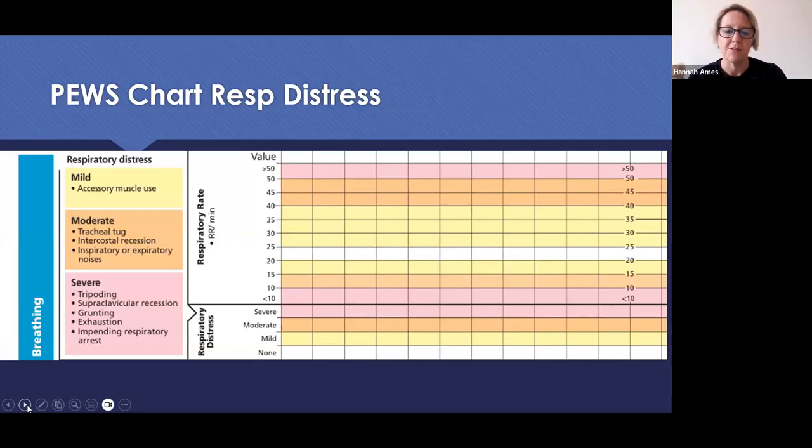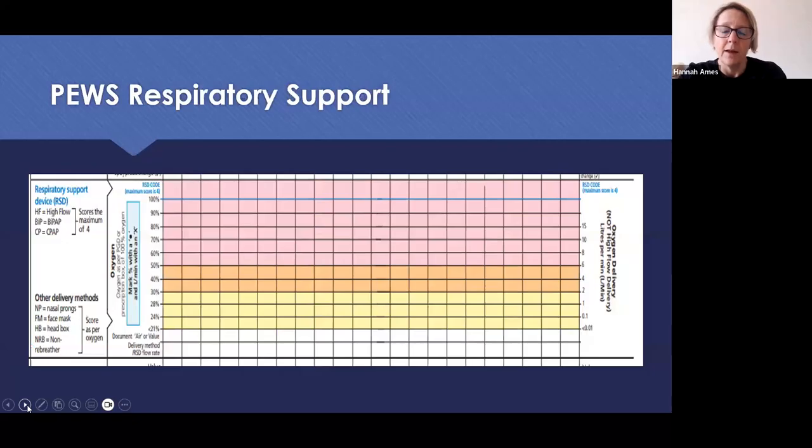So when you ask about respiratory noises, if there's any inspiratory or expiratory noises like a wheeze, okay, that automatically is going to put them on the moderate scoring for that respiratory distress. And so it's important that you ask your examiner for these respiratory distress signs in order to assess that correctly.